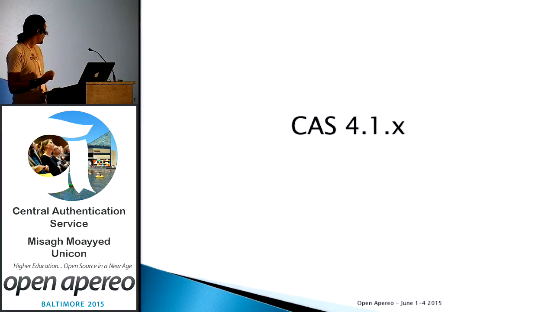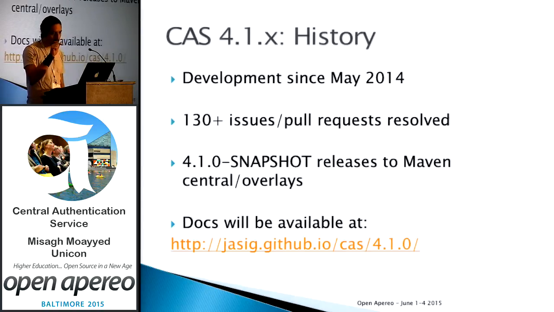So moving on to CAS 4.1. This is in some ways the next big CAS release that has been in development since May 2014, so about a year. It's been in development since last year's conference, basically. It features a very large set of changes, north of 130 issues and pull requests resolved, and that number has probably grown since I put together this slide.